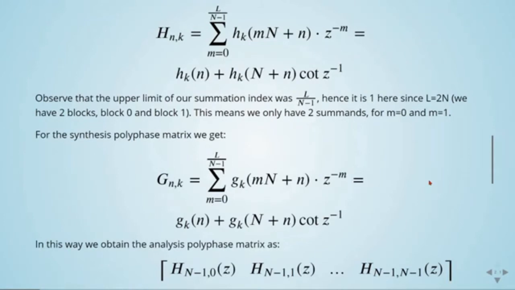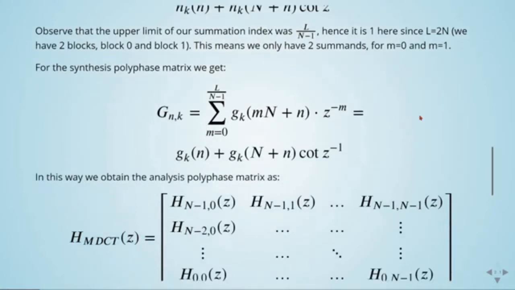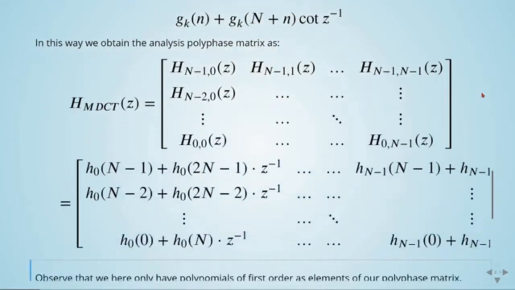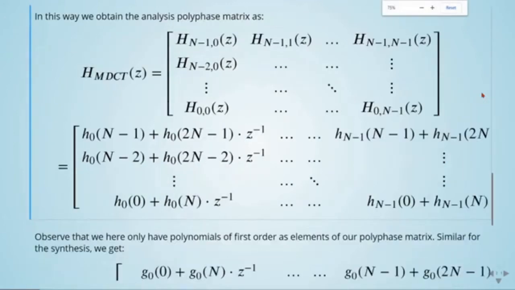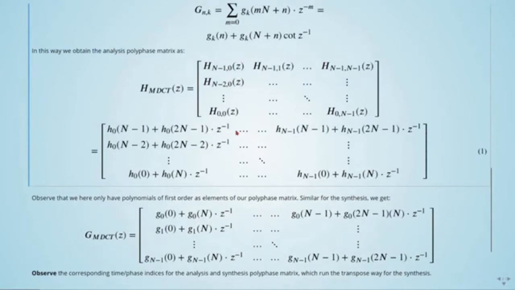For the synthesis polyphase matrix, we get these equations here. And in this way, we obtain the analysis polyphase matrix given here. So here we have the H of MDCT, and we have all these elements of our analysis polyphase matrix. And here we see that we have only polynomials of the first order as elements of our matrix. We have z to the power of 0, and we have z to the power of minus 1.